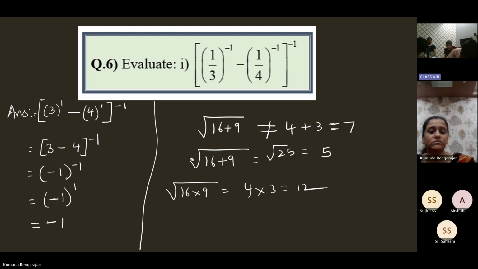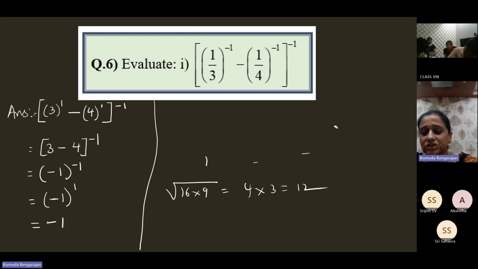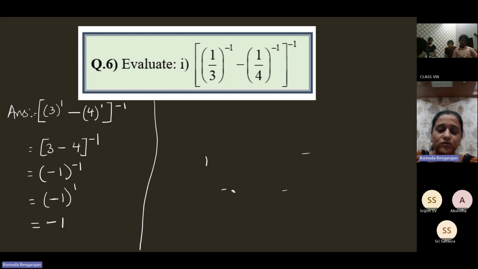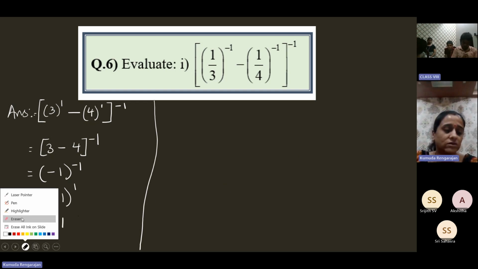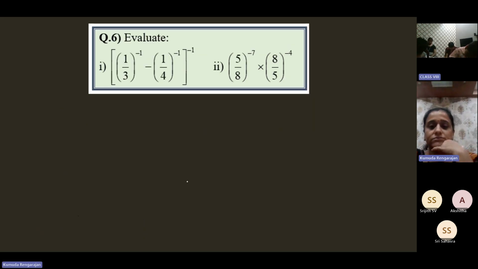Ma'am, now I'm confused. Now, because the operation in the bracket is subtraction, you need to first simplify the bracket and then use the power which is outside, -1. Okay. Okay, ma'am. All right.